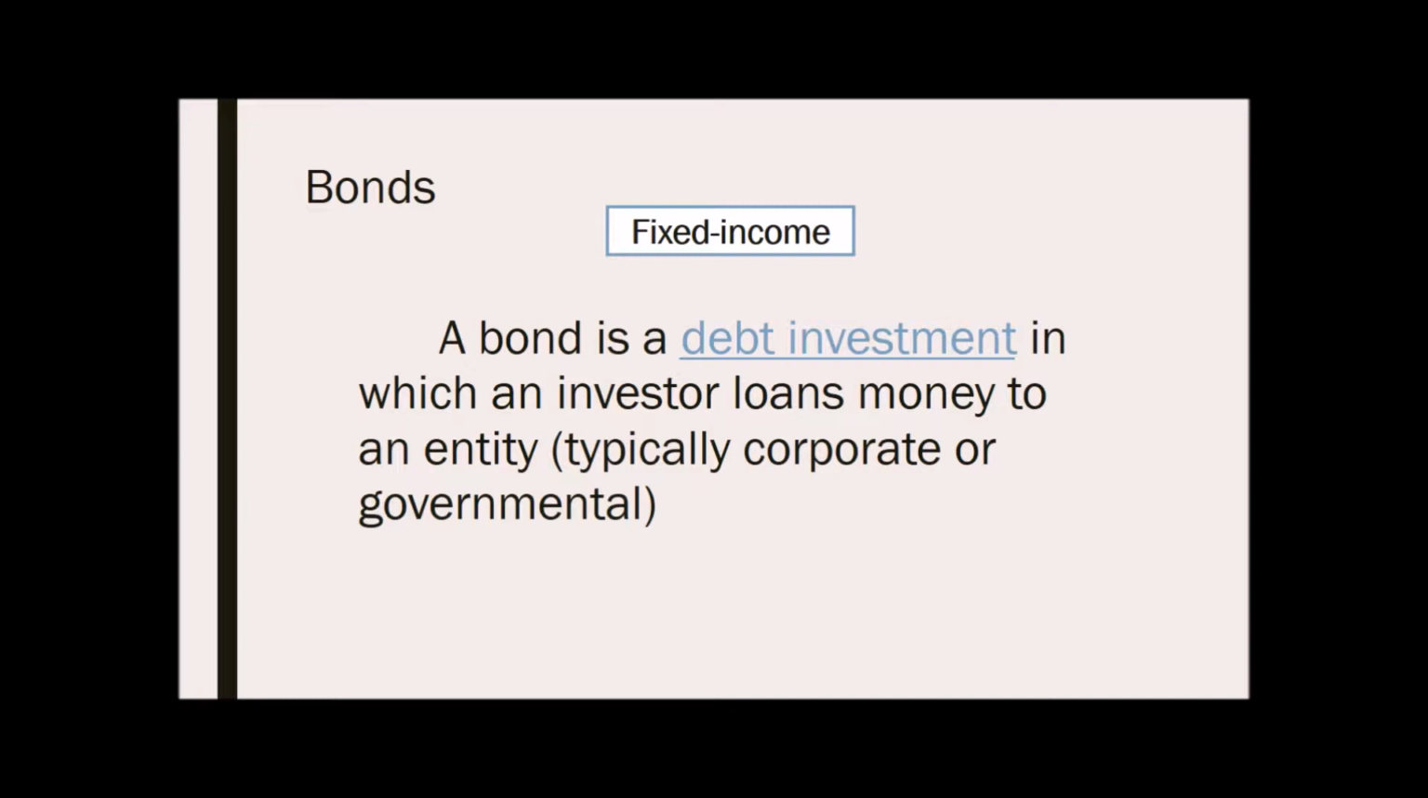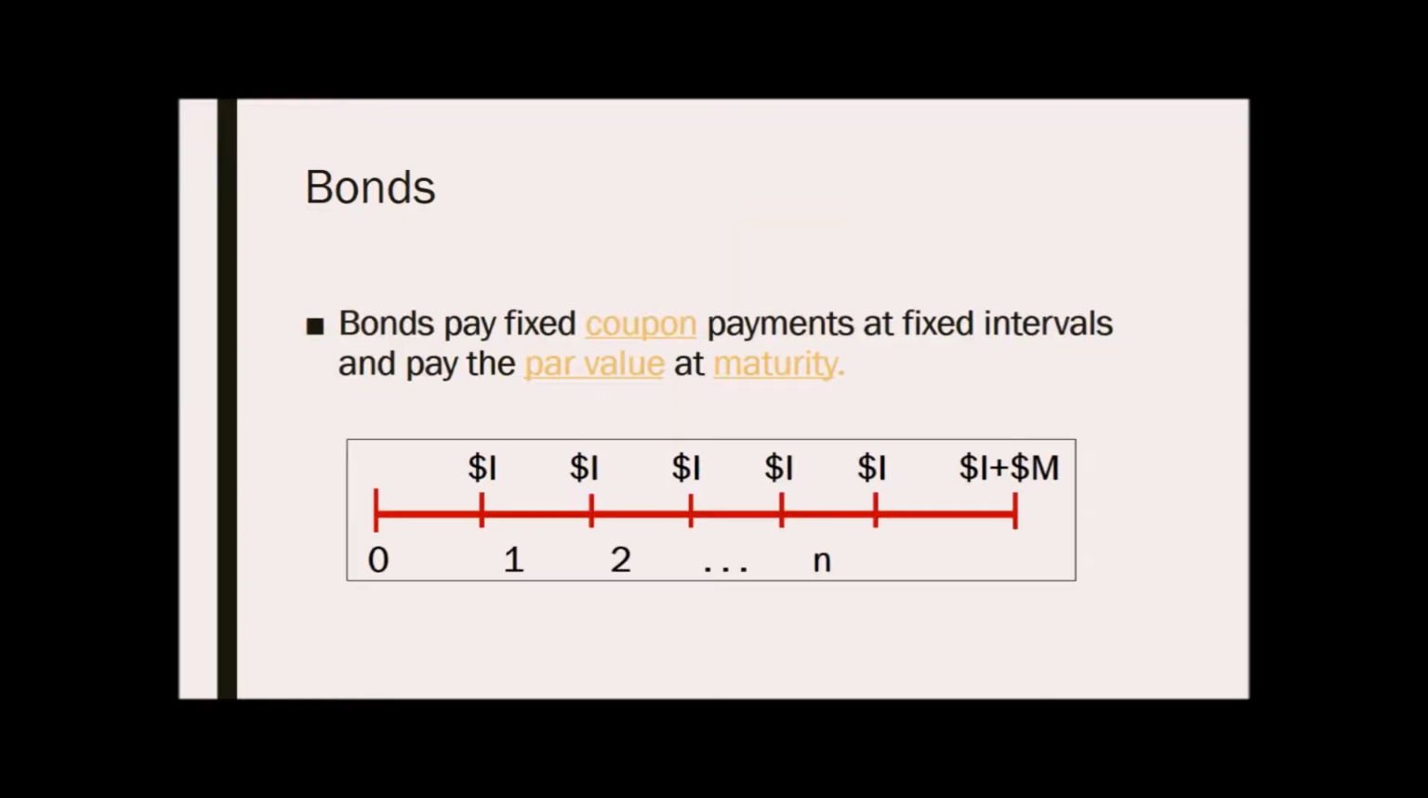In return for lending the money, the individuals or institutions become creditors and receive a promise, which is the principal and interest on the debt that will be repaid. Bonds pay fixed coupon payments at fixed intervals and pay the par value at maturity. The coupon is the interest, the par value is the face value, and the maturity is the expiry date, wherein the creditor pays and the investors get paid.